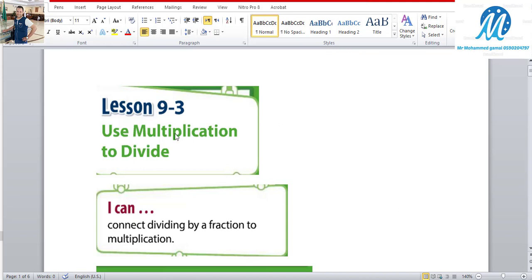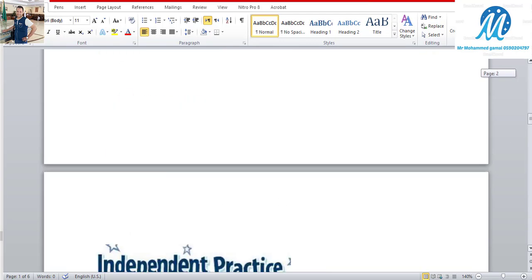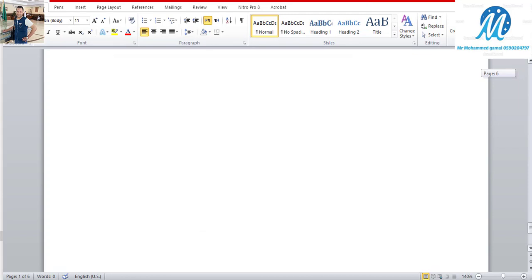Use multiplication to divide. By the end of this lesson, each student should be able to connect dividing by a fraction to multiplication. Okay, let's have a look. How can we do this?